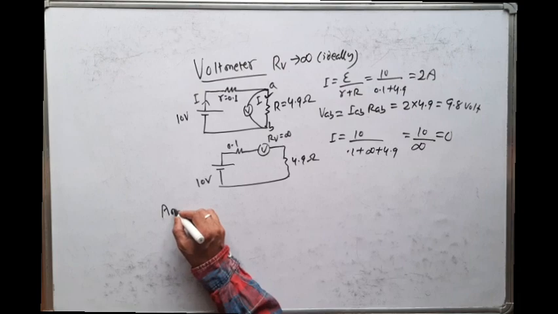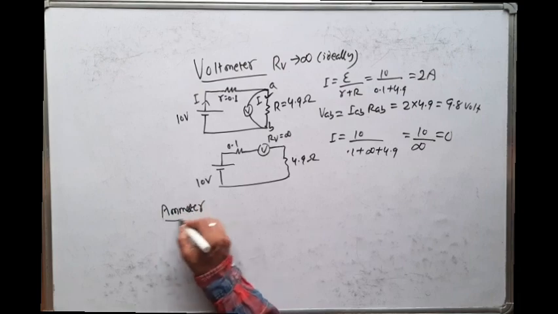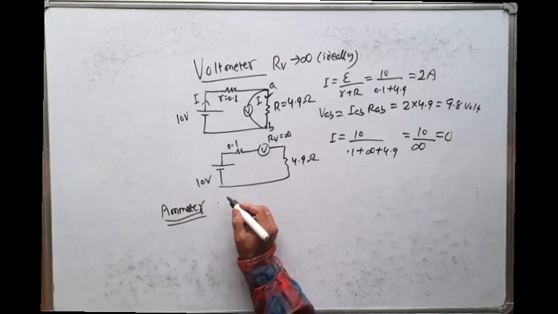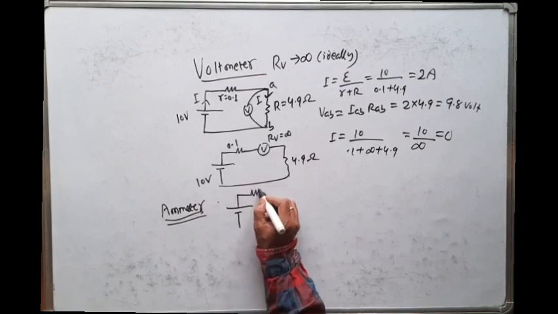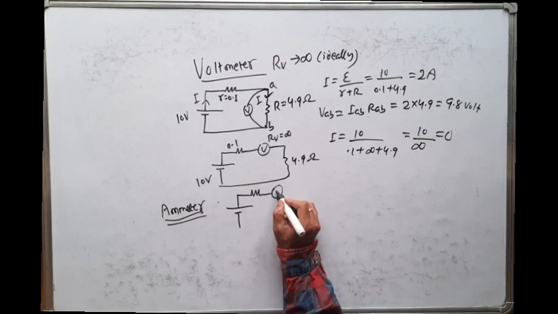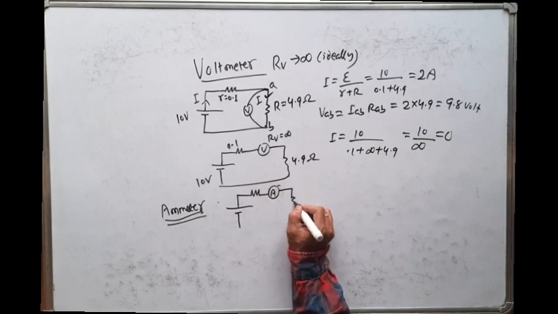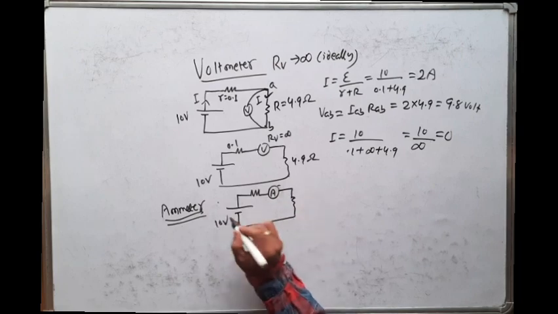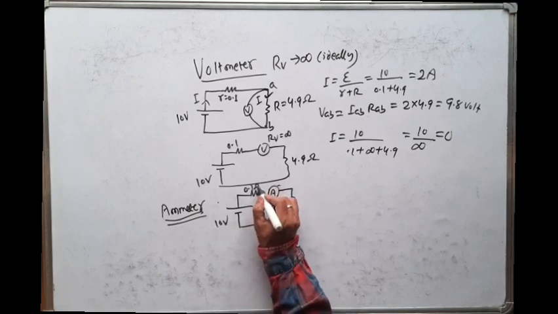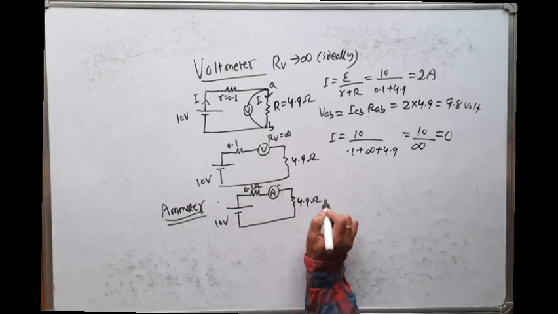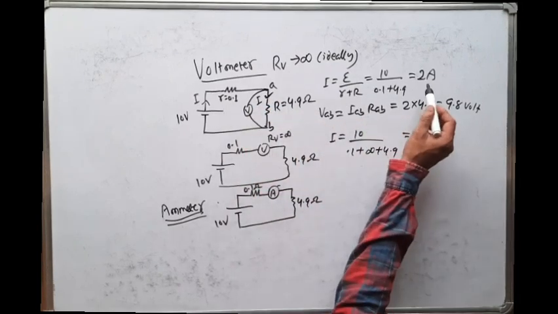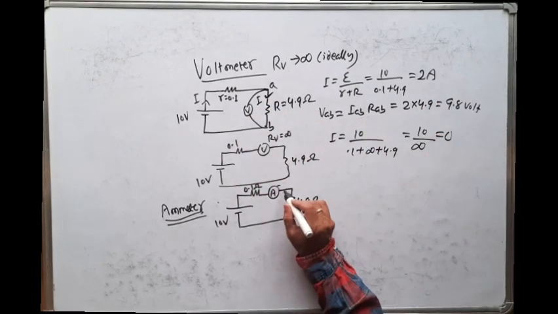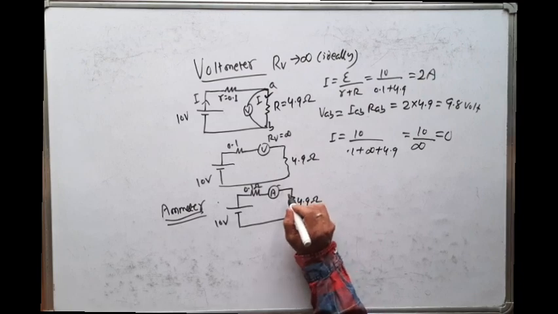Then what is an ammeter? An ammeter measures the current and it is always connected in series. You see. So first, let us say this is the ammeter and this is 10 volt. This is r equal to 0.1 ohm. This is your 4.9 ohm. So this is your ammeter. Without connecting the ammeter, what was the current? 2 ampere. If you connect the ammeter, then the load current must be the same.